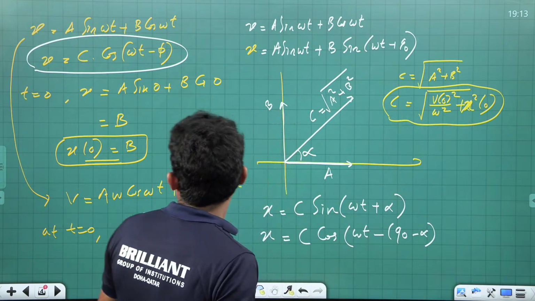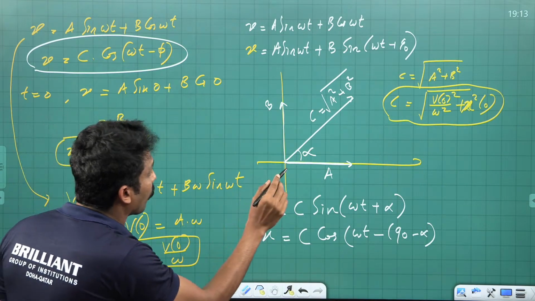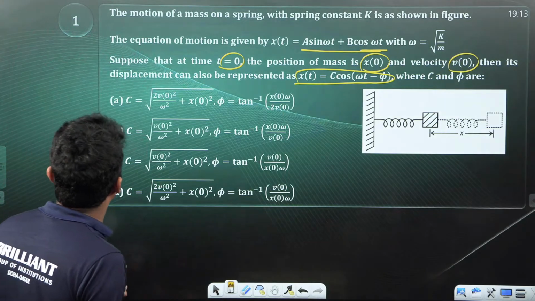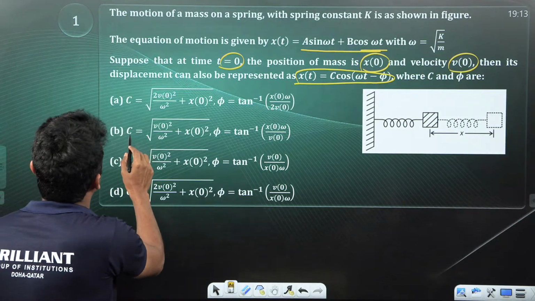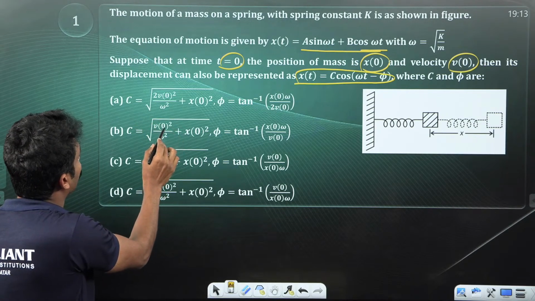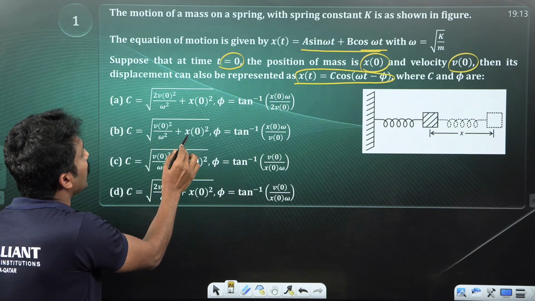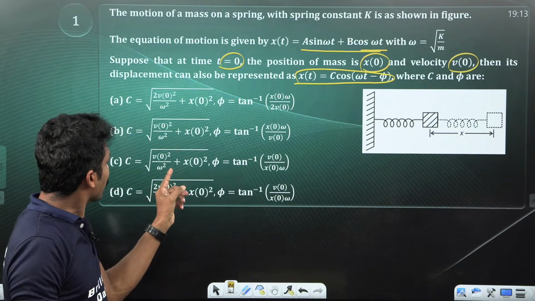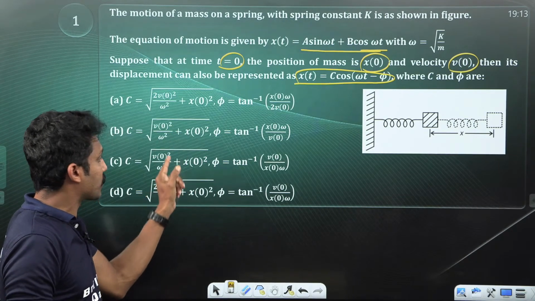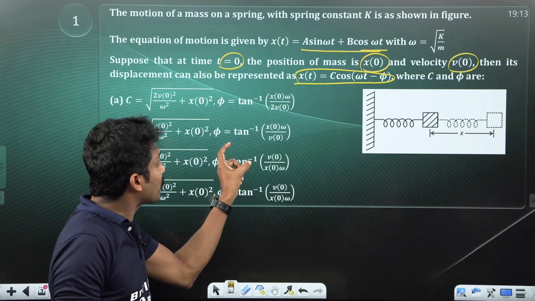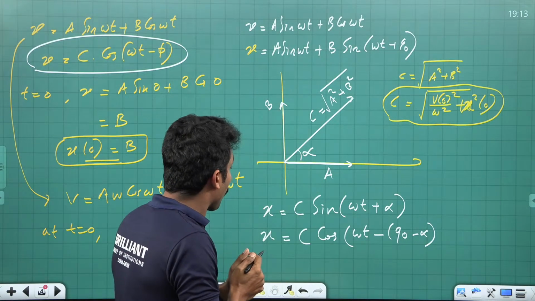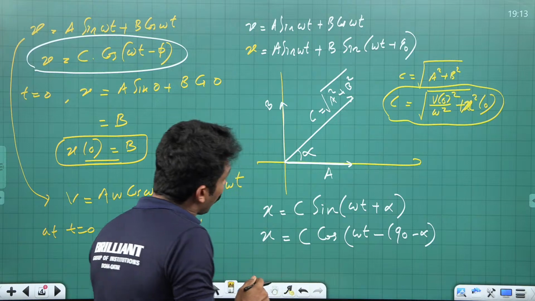Check the options. Root of V of 0 square by omega square plus x square of 0. That is the value of C, root of V of 0 square by omega square plus x of 0 square. Yes, this option is okay. This option is also okay. These two options are okay. Now we need to check the phi value there. What about this phi value?